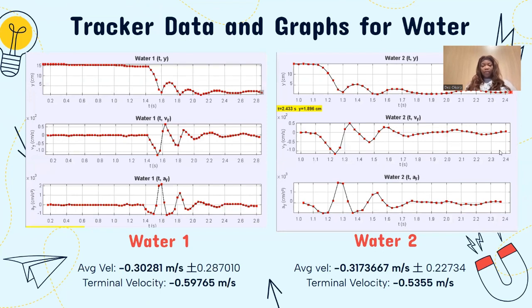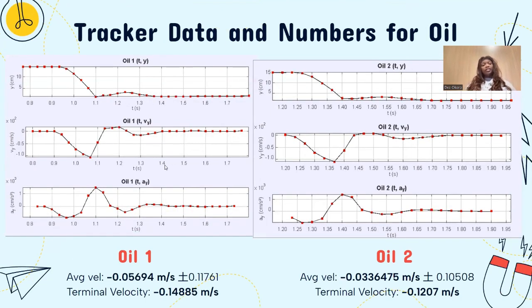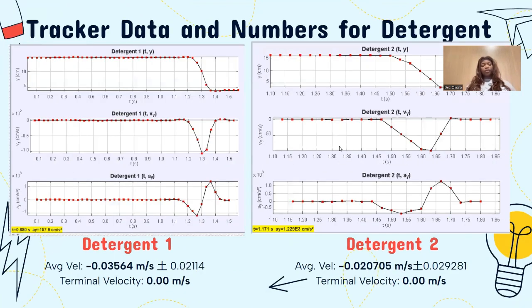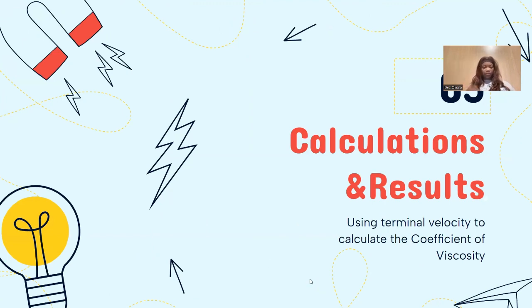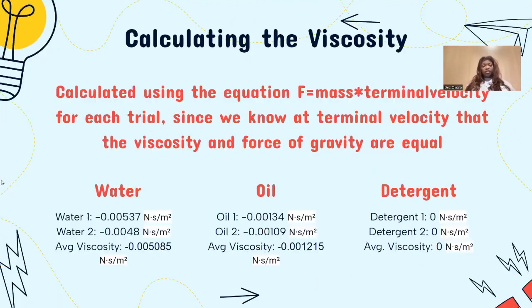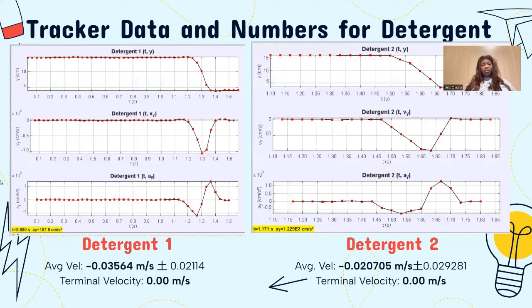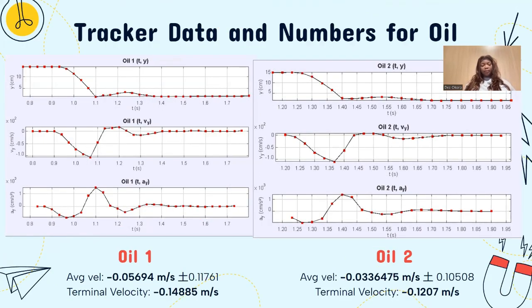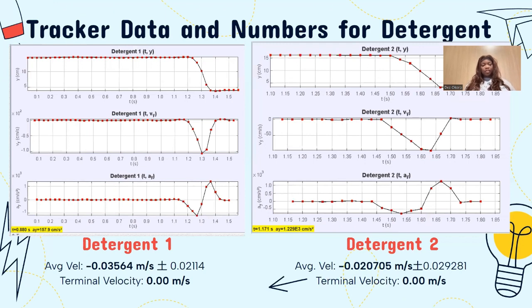These are our tracker and graphs for water, and the average velocity calculated for water 1 is negative 0.30281, and then the terminal velocity was calculated shown below. And then the average velocity for water 2 was pretty similar, and so was the terminal velocity. And then for both the oils, the average velocity and terminal velocity is also shown below the graphs as well. And then the tracker data for the detergent 1 and detergent 2 is shown. And then these are also the graphs.